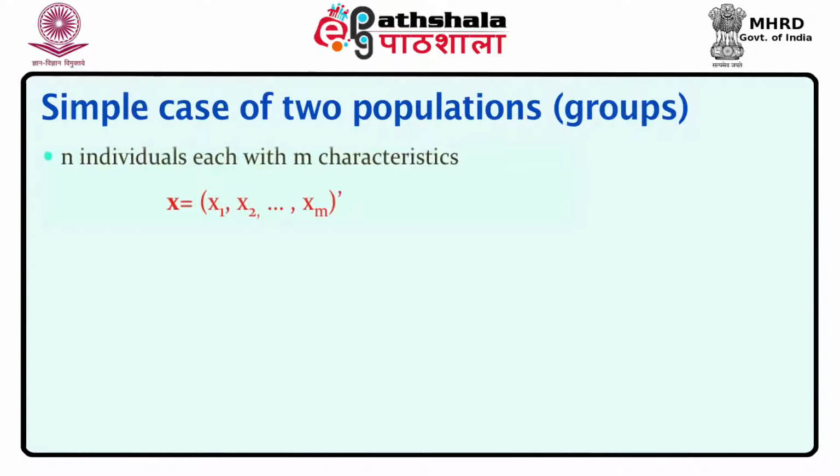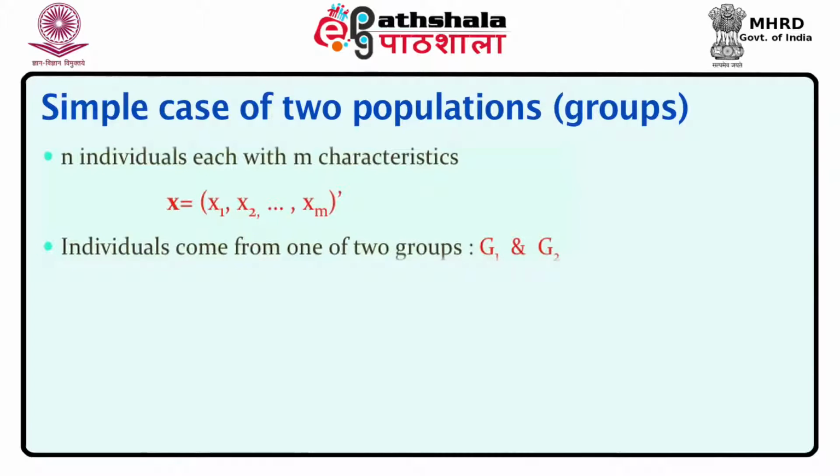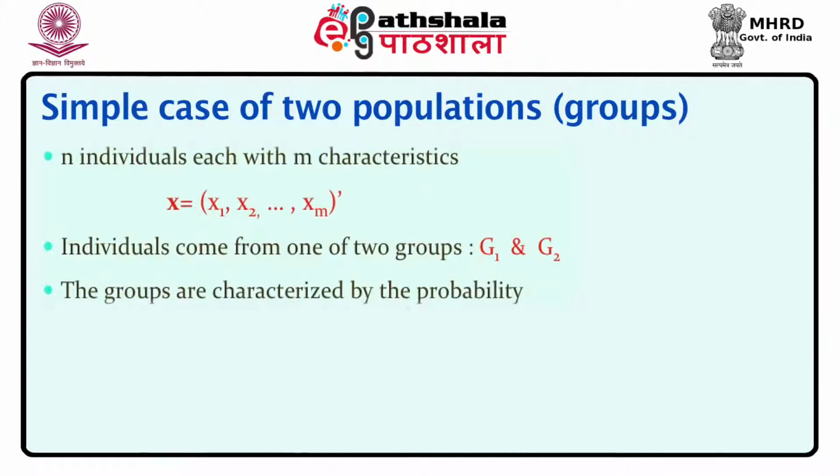Now, there are n individuals each with m characteristics, say. So x is equal to (x1, x2, ..., xm), each of the xi's representing a characteristic. So we have a vector of m variables characterizing this individual. These individuals come from either of two groups, G1 or G2. So we have two distinct groups we know of, and all the individuals belong either to one of this group or to the other of this group.